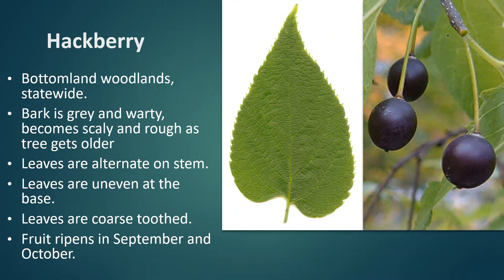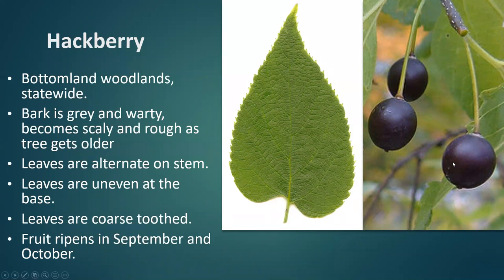Thanks, Dan. So the next tree we're going to talk about is the hackberry. You can find these in bottomland woodlands statewide. The bark is pretty gray and warty, becomes scaly and rough as it gets older. The leaves on this tree are alternate on the stem, and the leaves are uneven at the bases. So if you look at this leaf picture right here in the middle of the screen, you can tell that it's uneven where it connects to the stem. Leaves are coarse toothed on the edges, and the fruits ripen in September and October.